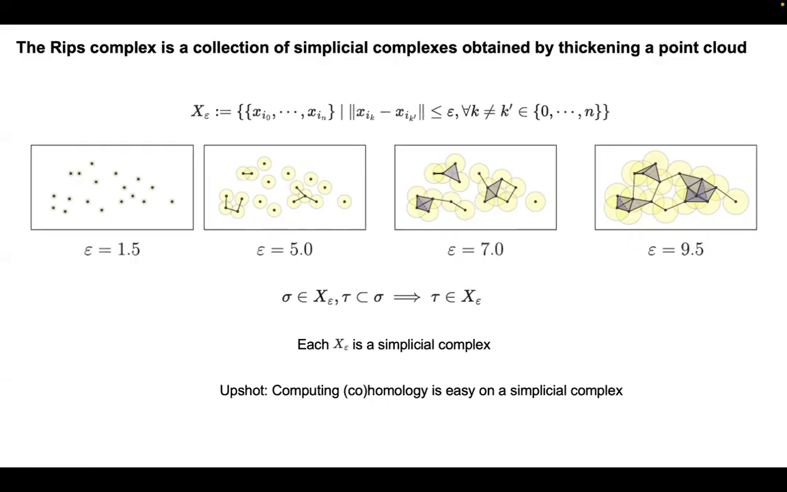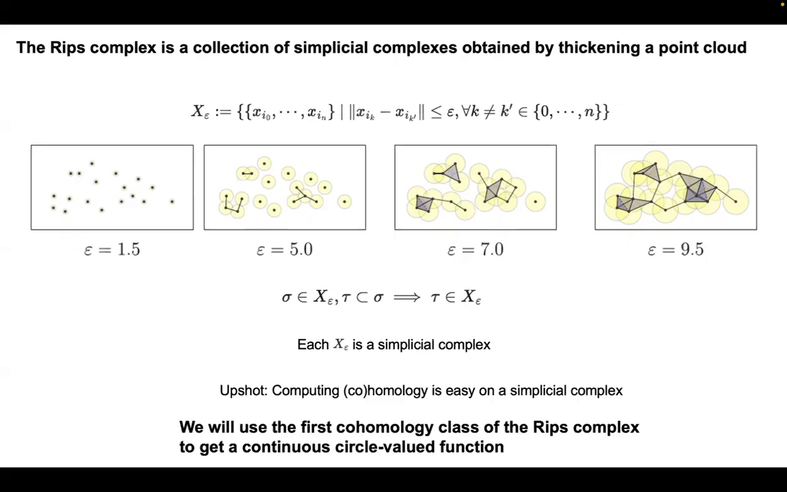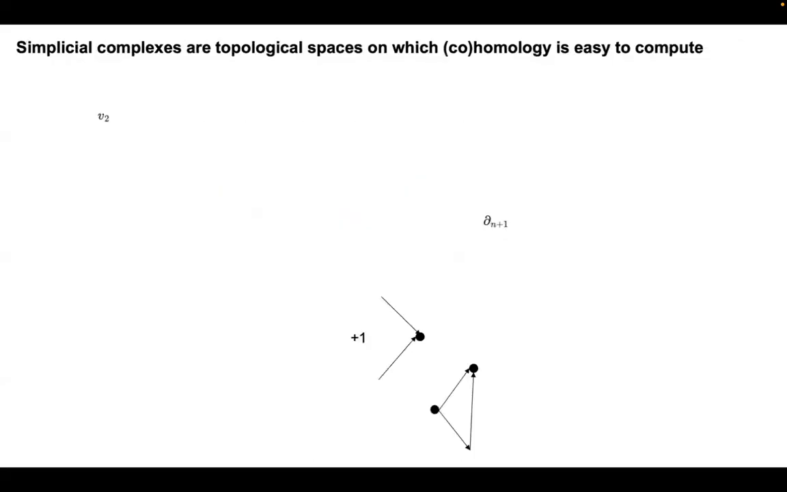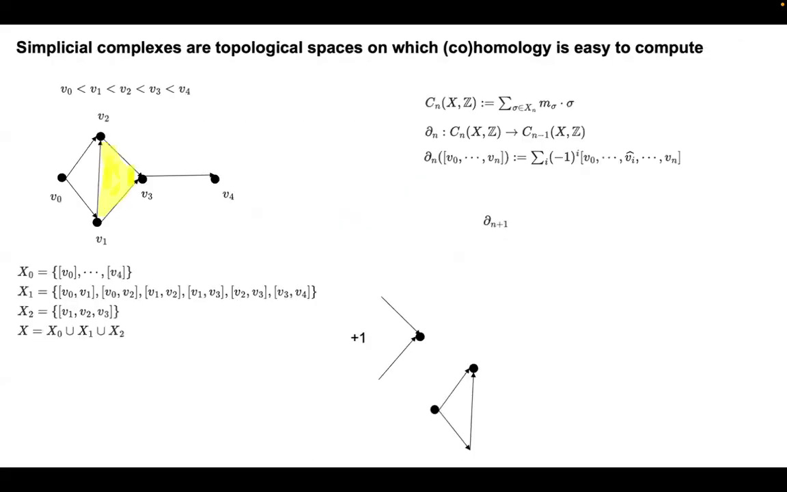In the next slide, I will introduce how to compute homology on a simplicial complex. It's a nice algebraic invariant containing information about a topological space. The idea is that we will use the first homology class of the Rips complex to get the circle valued function we described earlier. That's the main idea, but it's quite abstract, so sorry about it. But simplicial complexes are topological spaces whose homology is computable.